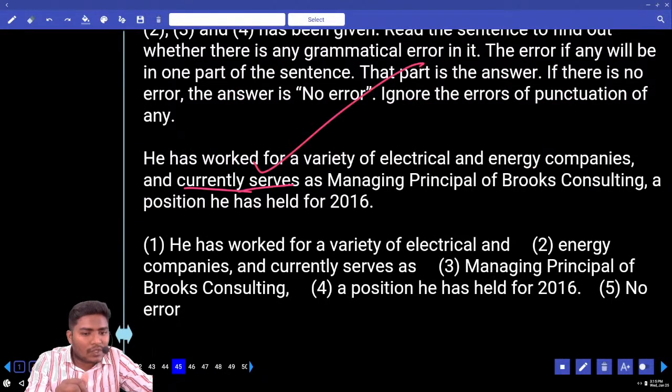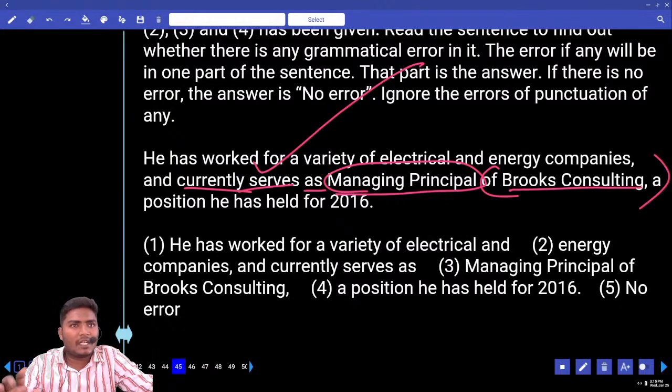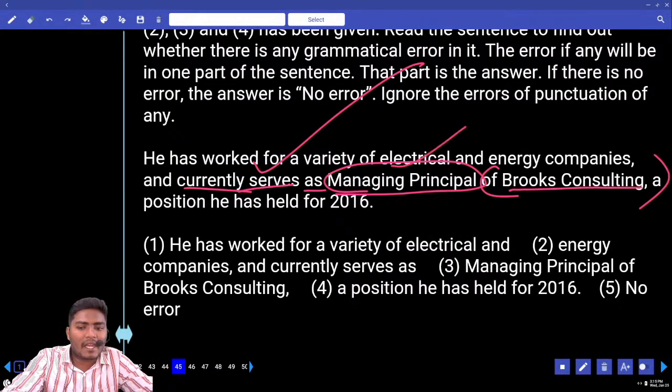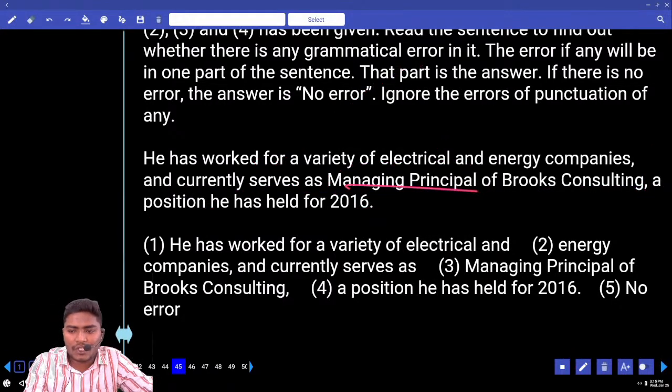Clear? He serves what? He serves as managing principal or managing director, whatever, of which company here? Brooks Consulting. This is a company name and he is a managing principal in that. Now this is a position he has held for 2016. The managing principal is a position. This position he has held for 2016.